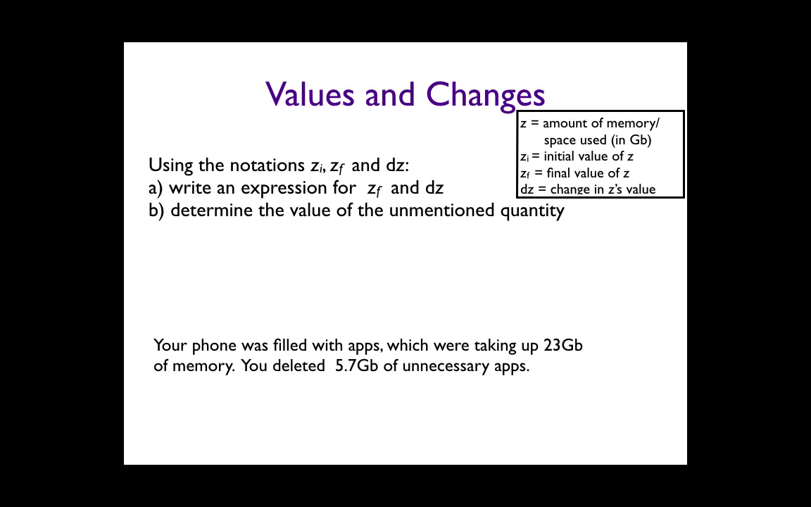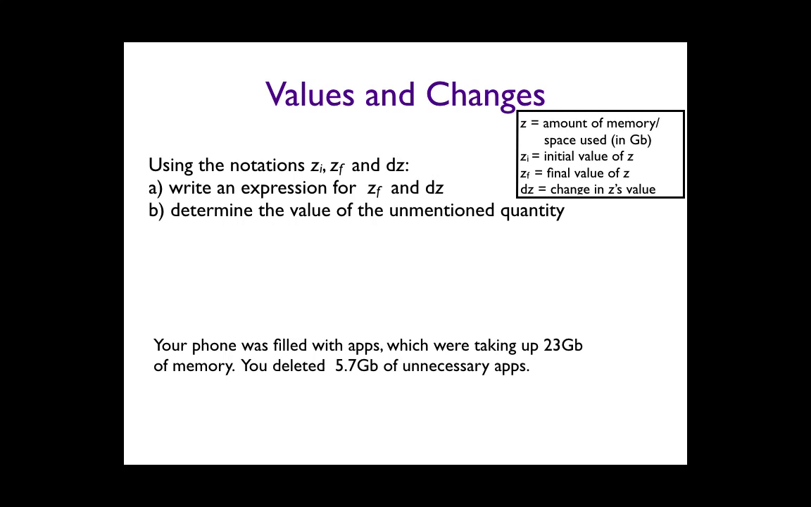Or take a look at this. Your phone was filled with apps which are taking up 23 gigabytes of memory. You deleted 5.7 gigabytes of unnecessary apps. Deleted sounds like subtraction. Is it this? No, it's not. There's subtraction, but only because you deleted 5.7 gigabytes of apps. So you've decreased the value of z. You've decreased the amount of space being used. So that's just a change. That's a dz that happens to be negative.